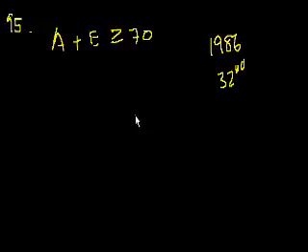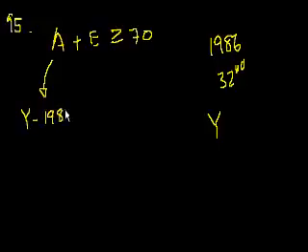Okay, so let's say that y is equal to the year. Her age is going to be the year minus 1986, plus 32. That's her age, because she starts at 32. If the year is 1986, we just get her age as 32. If the year is 1987, we get 1987 minus 1986, which is 1, plus 32. Her age will be 33.